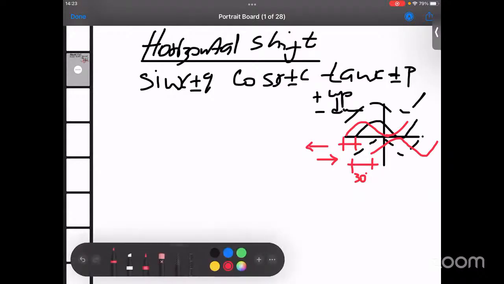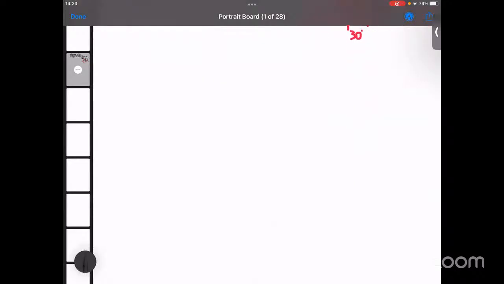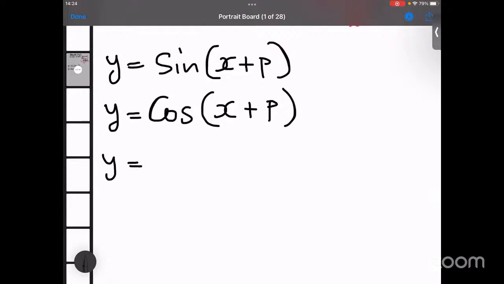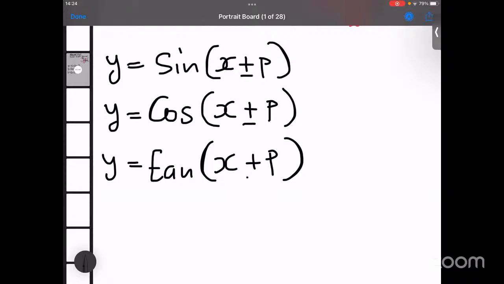So the shifted function has a general formula that looks like this. It would be y equals sine, in the brackets you've got x, and then we can say plus p. That is how a shifted function looks. And then for cos of an angle, we will have x plus p. And for tan, it would be tan of x plus p. Remember that the value of p can be plus or a minus.